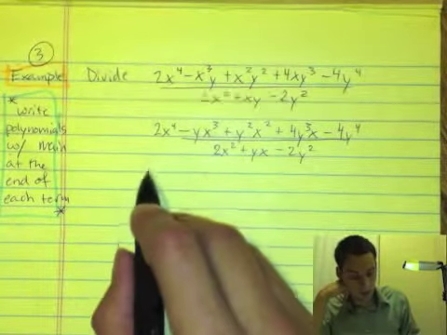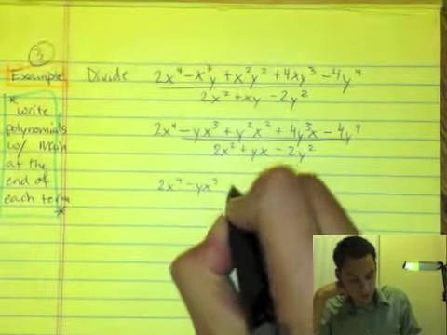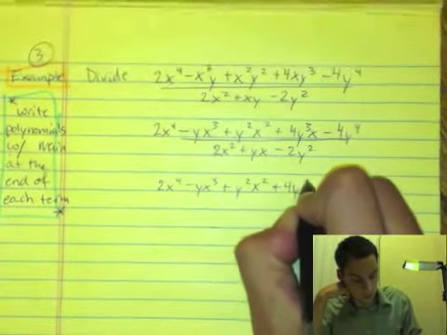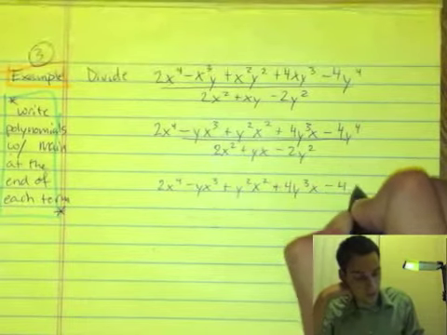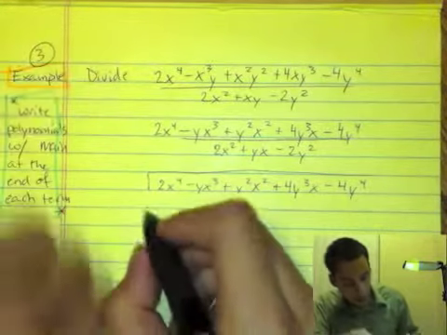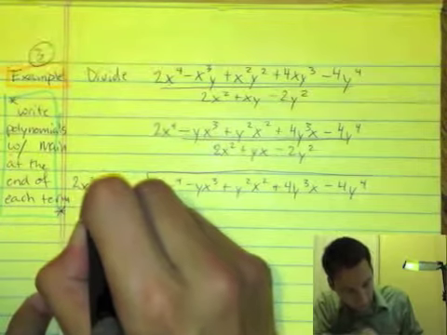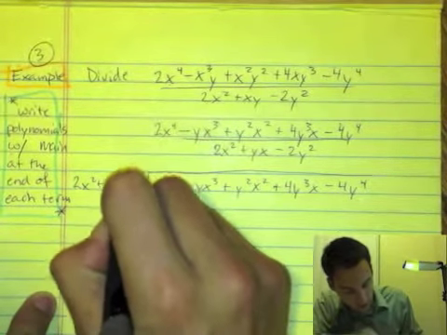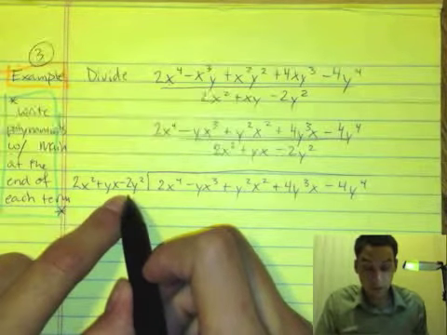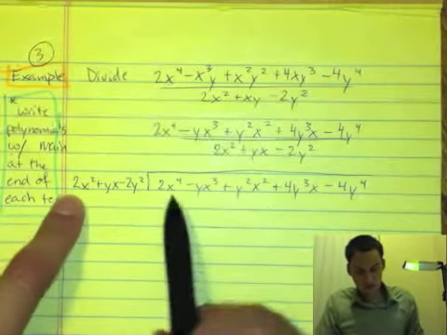So in and out, 2x to the fourth minus yx cubed plus y squared x squared plus 4y cubed x minus 4y to the fourth, plus yx minus 2y squared. 2x squared plus 2yx minus y squared. And now I'm ready to go.